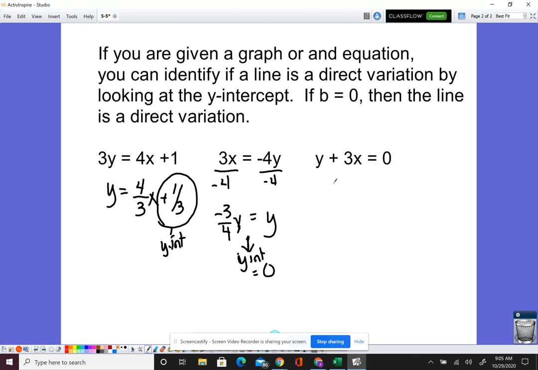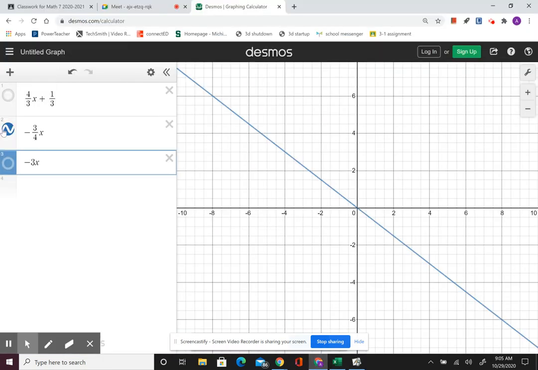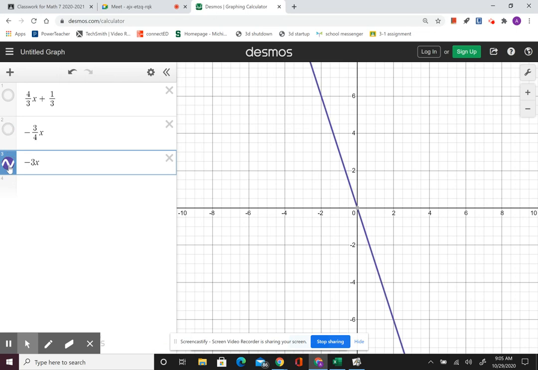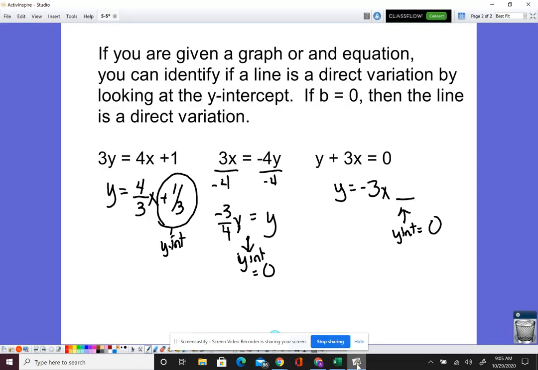And then this last one, y equals -3x. There is no y-intercept again. So the y-intercept is equal to 0. So this one, if I turn that graph off and turn this one on, it goes through the origin once again, and it's a line. So we do have direct variations with these last two equations.